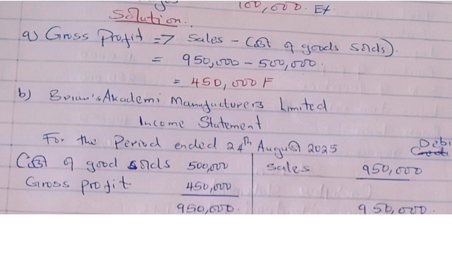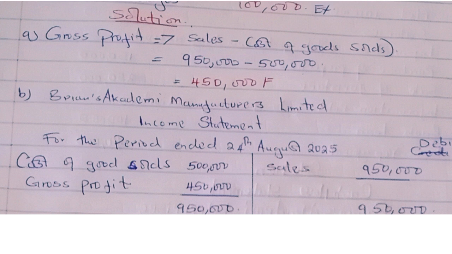You start by writing Brian's Academy Manufacturers Limited, income statement for the period ended 24th August 2025. That information is very crucial, so make sure you include it in your statement. Then we have the two parts. So you are going to divide your statement into two parts. We have one first part on your left and we have another part on your right.